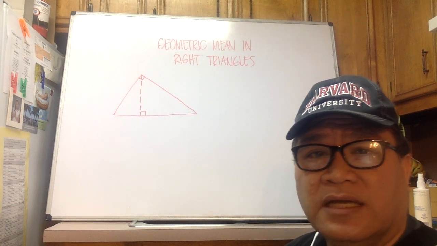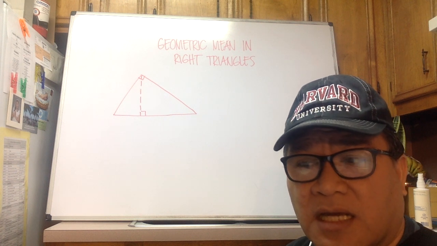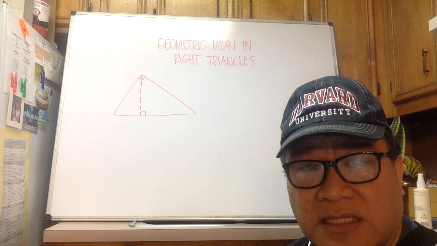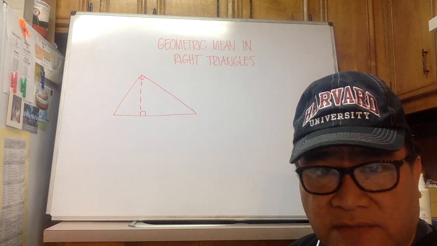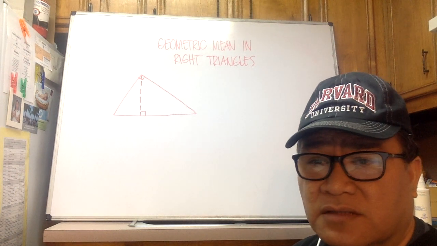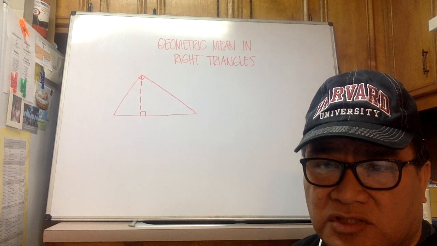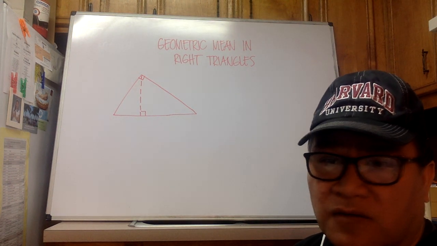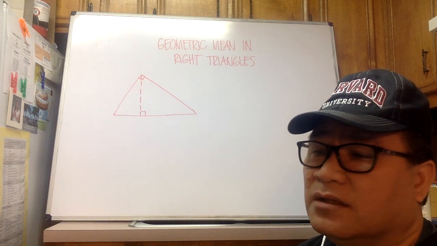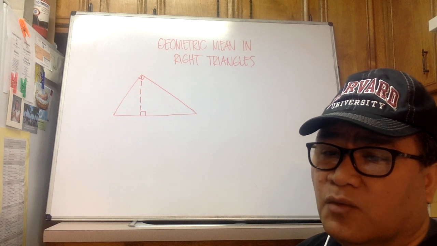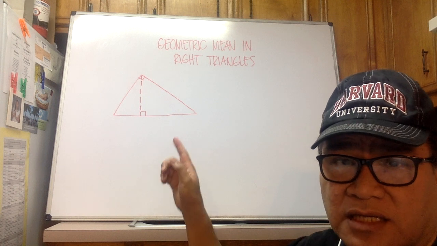We are now on the second part of 8.1, which is geometric mean in right triangles. In our first video, entitled just geometric mean, all I did was explain what geometric mean is and how it is done. Now, in part two of 8.1, we use geometric mean to solve right triangles, just like the triangle you're looking at on the whiteboard.